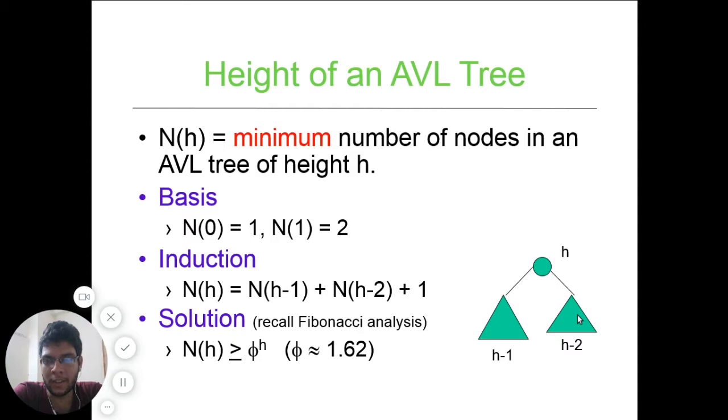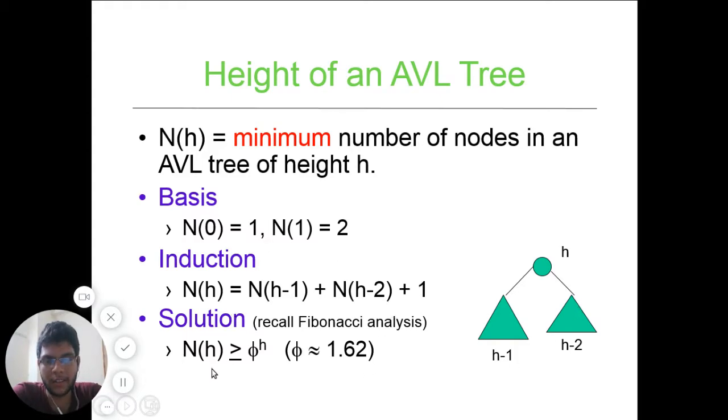One trivial fact that I am not proving here is that n of h is an increasing function of h. If you increase the height of the tree, the minimum number of nodes that an AVL tree will have is also increasing. You can prove it by induction. So n of h minus 1 is greater than or equal to n of h minus 2, and to find the minimum of n of h, we take n of h minus 2. Others are not possible because it's an AVL tree, so the property of the AVL tree will be violated.